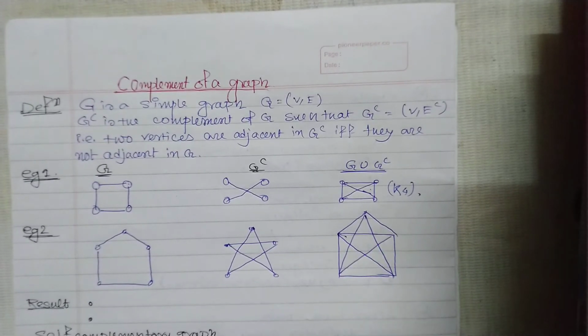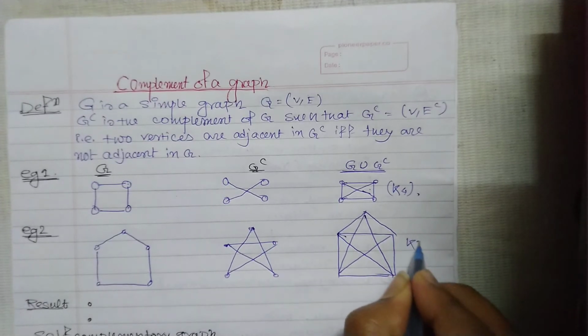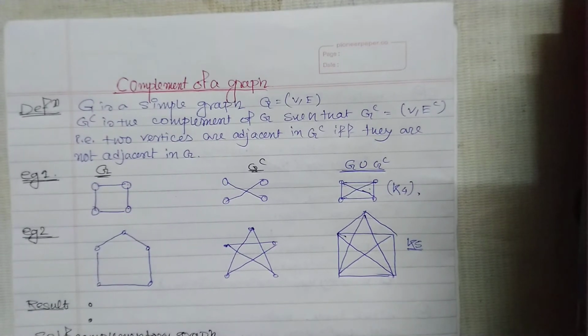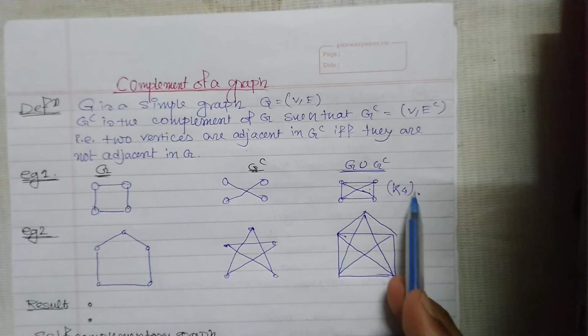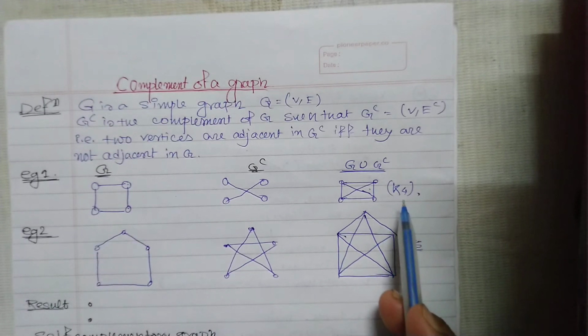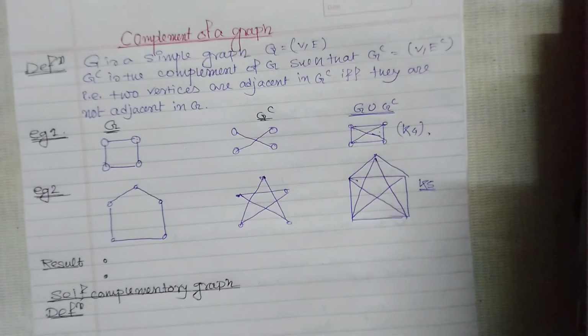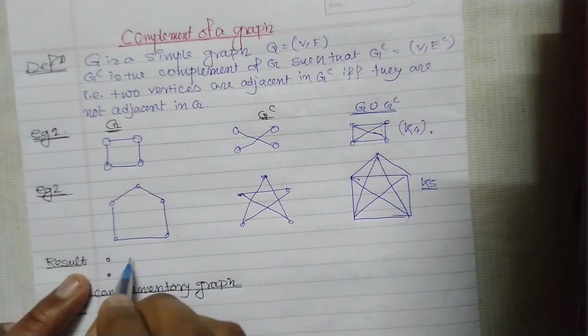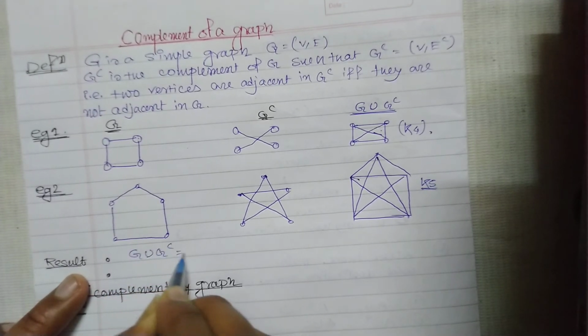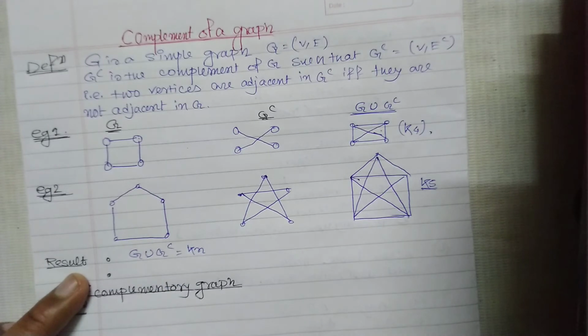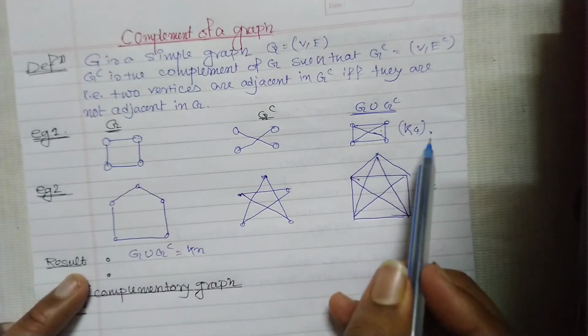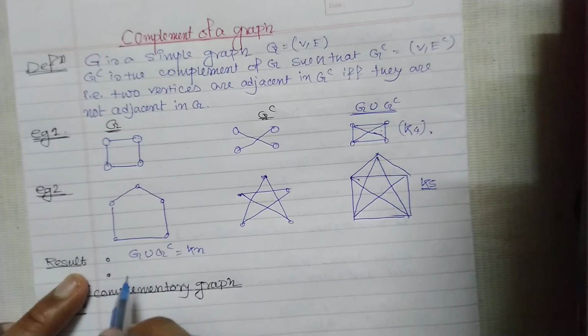You can see this is also a special graph, that is K5. We can see that G union G complement always gives a complete graph, but this is not a coincidence, this is a theorem. We can draw two results from here. One is G union G complement is Kn. G and G complement form a complete graph, that is Kn, where n is the number of vertices in G or G complement.